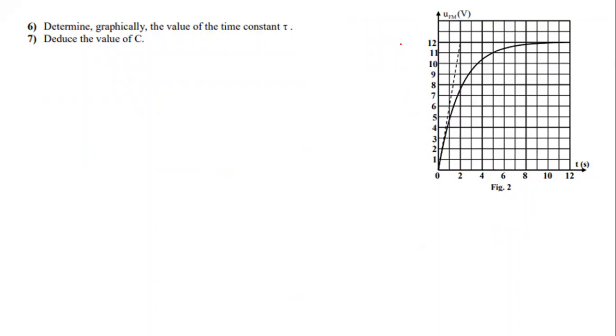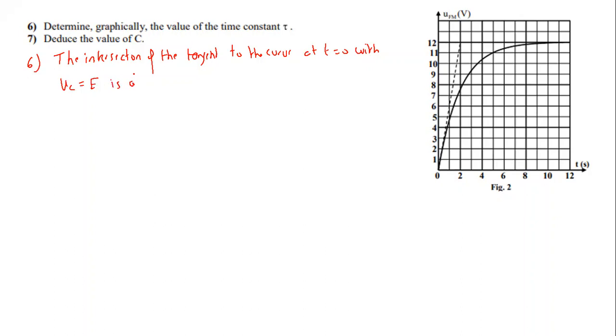Now here in this part, determine graphically the value of time constant tau. Since we drew the tangent, we use the tangent. So in this part C6, we'll say that the intersection of the tangent to the curve at t equals to 0 with UC equals to E is at t equals to tau, which means graphically, here we have the intersection, so this means graphically tau equals 2 seconds.